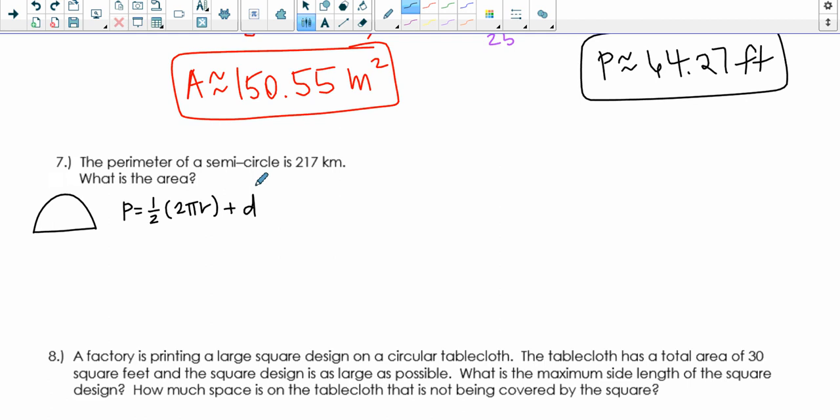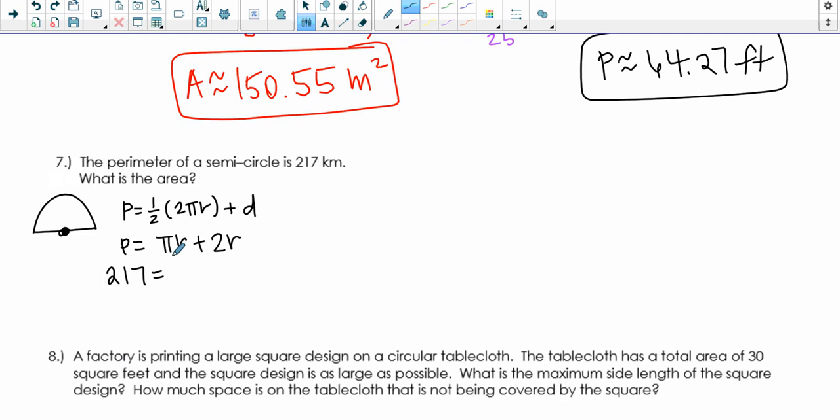Okay, so we're going to do a couple things here. First, 1/2 times 2 is 1. So I can rewrite that first part as just pi r. But then, instead of diameter, because then I'm going to have too many variables, remember, if this is your center, your diameter is a radius and a radius. So instead of diameter, I'm going to write 2r. So now I can say my perimeter is 217.